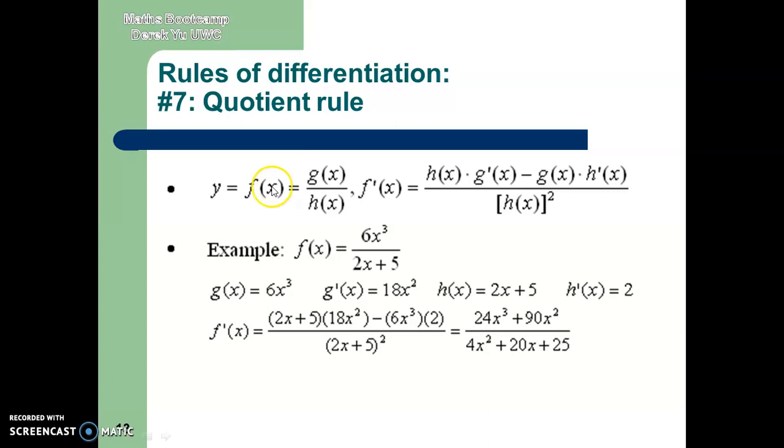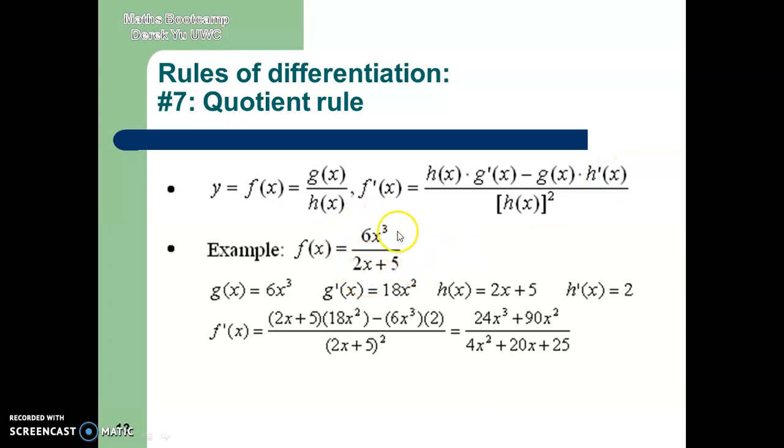Quotient rule, this is the original function. y equals f(x), it is equal to g(x) divided by h(x). And then the first order derivative equation is, again, you need to remember that the denominator is easier, which is h(x) squared, then the numerator, h(x) times first order derivative of g(x) minus g(x) times first order derivative of h(x).